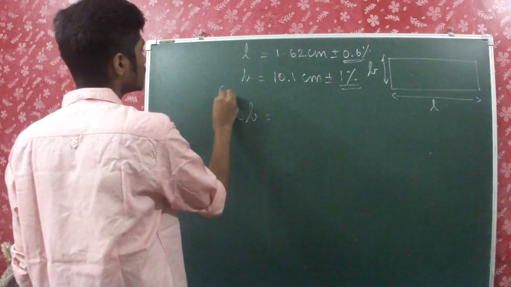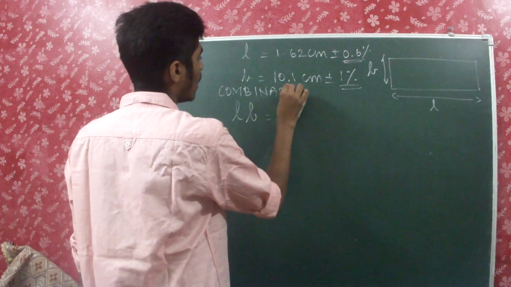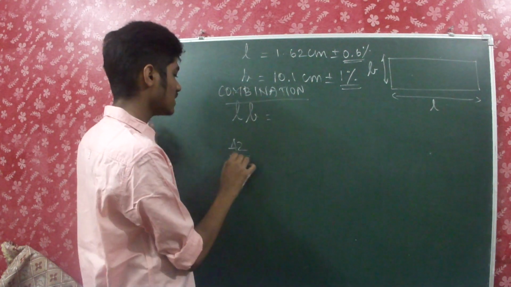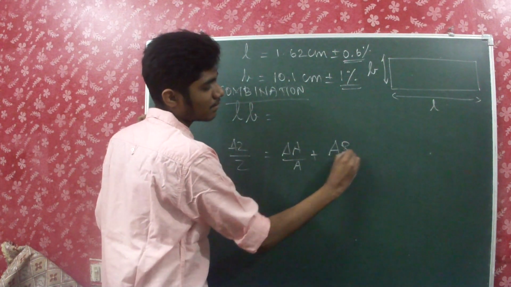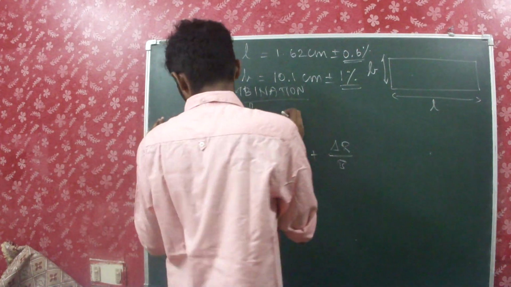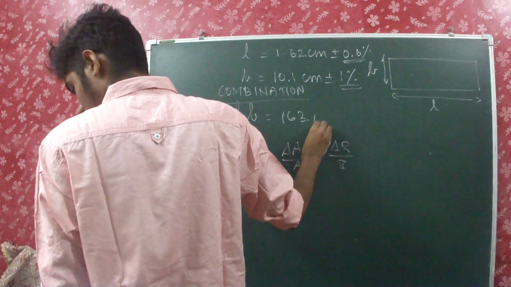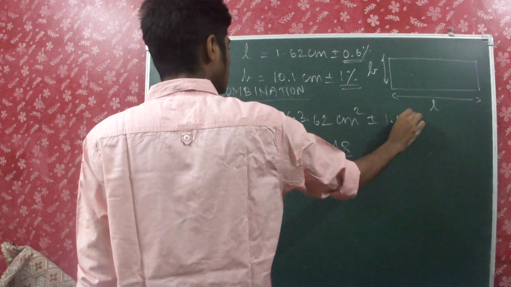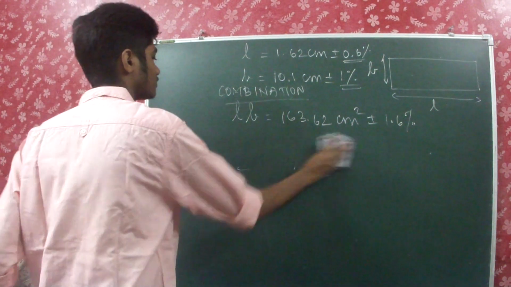The formula which we use for combination of errors. I am combining two errors, so I use that formula. I guess all of you remember that. That is, delta Z by Z is equal to delta A by A plus delta B by B. So in that regard, if you do this, you will be getting an answer around 163.62 centimeter square plus or minus 1.6%. Okay, so we will be getting an answer like this.